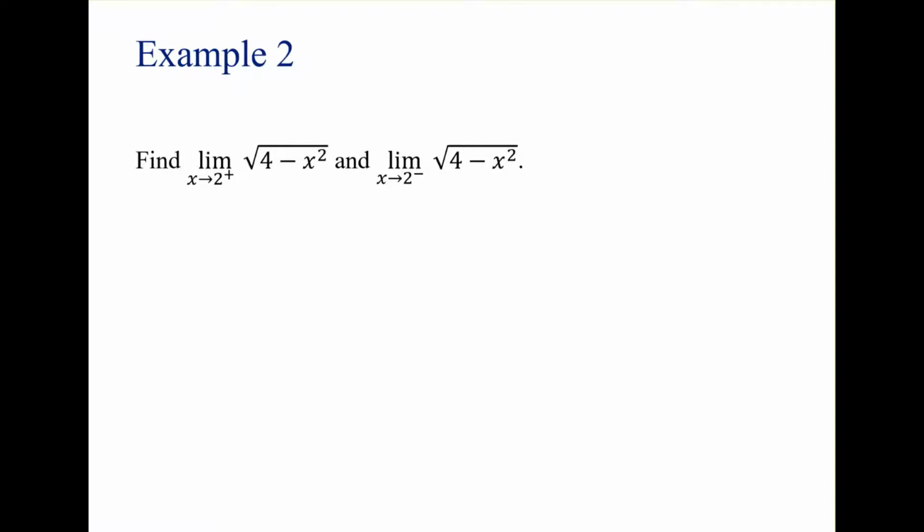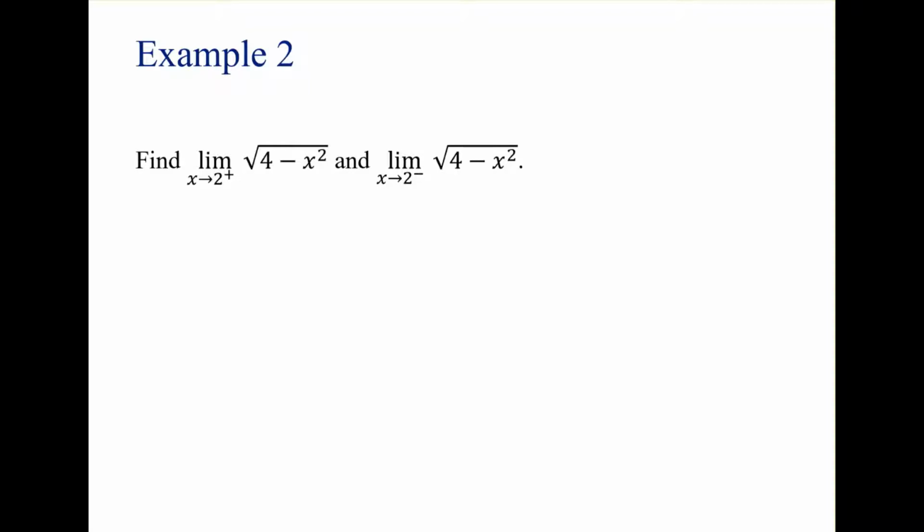Find the limit as x approaches 2 from the right of the square root of 4 minus x squared, and the limit as x approaches 2 from the left of the square root of 4 minus x squared. This is a square root function, so this is not defined everywhere. There are some values that need to be excluded.